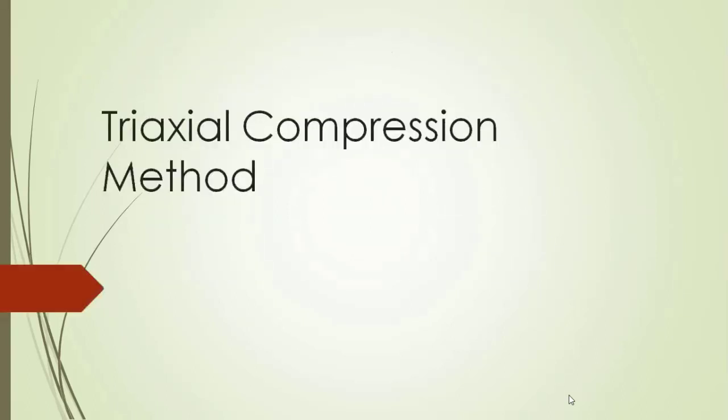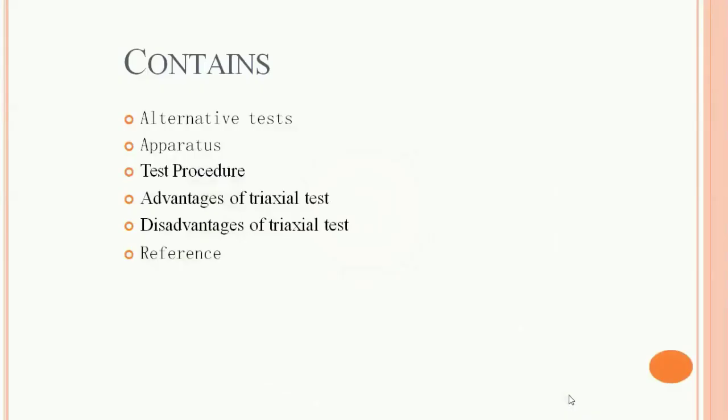So the next method is the triaxial compression method. These are the contents of the triaxial compression method: alternative tests, apparatus, test procedure, advantages of the triaxial test, and disadvantages of the triaxial test.